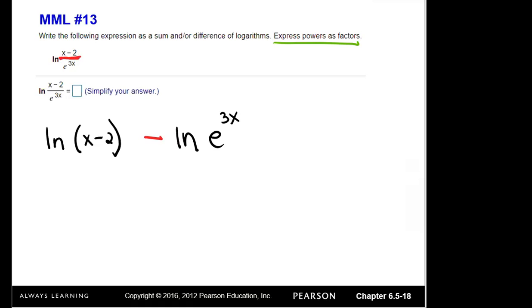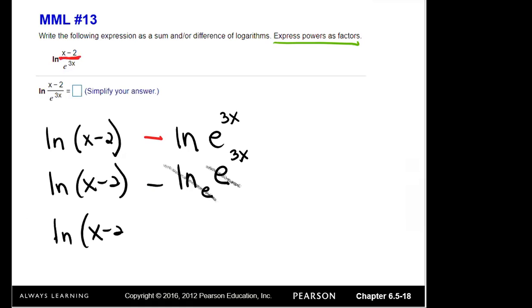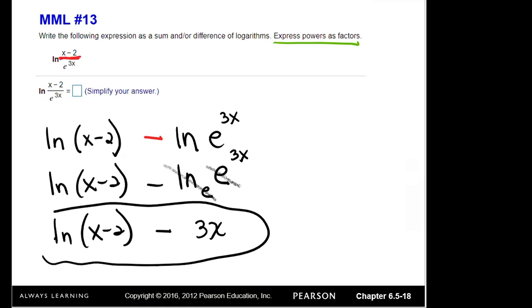And if you now remember, I'm going to rewrite it so you can see what I got going on. This is actually natural log base e of e to the 3x. That's an invisible e, which means this and this cancel each other out. So my answer is natural log of x minus 2 minus 3x. And I didn't even need to use that part really at all, because the natural e canceled out.